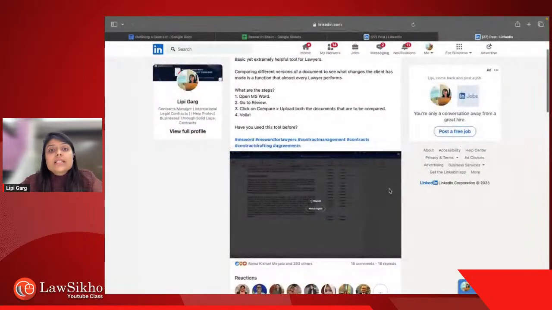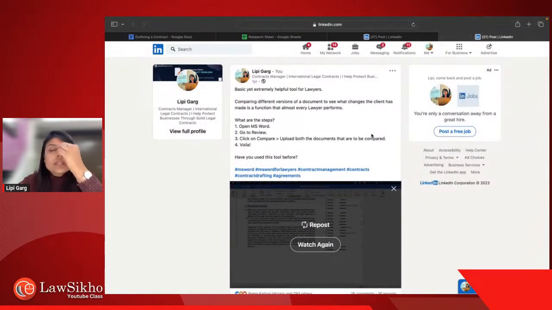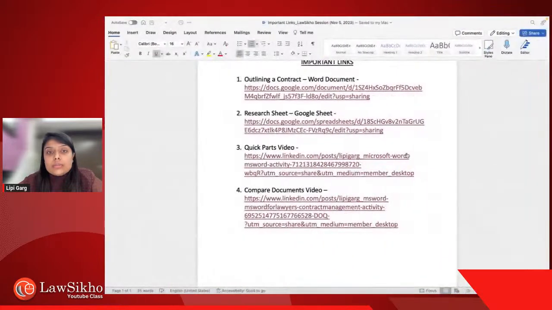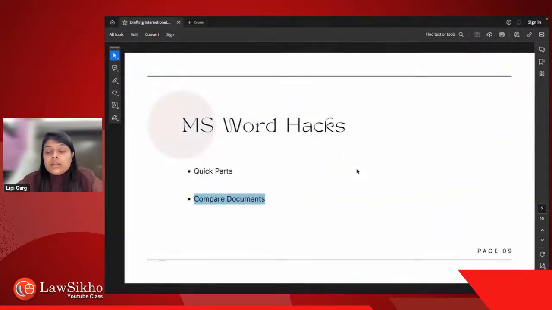Right, so this becomes especially helpful when clients or anyone forgets to switch on the track mode in MS Word or the review mode in Google Docs. This is also a video that I uploaded one year back on LinkedIn. Very simple steps. Just go here and upload both the documents, and you are ready to compare them, right?